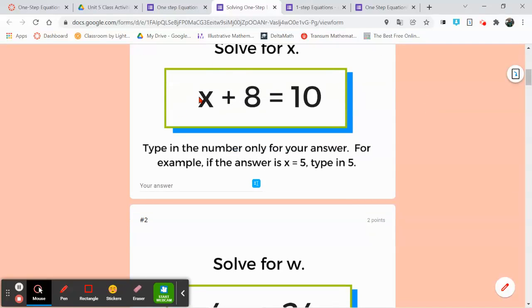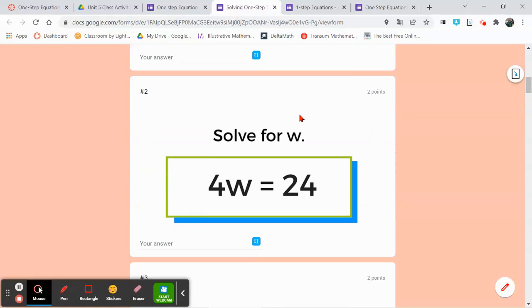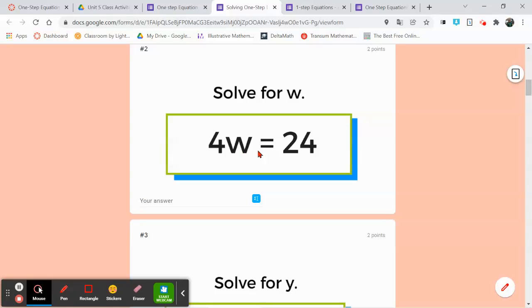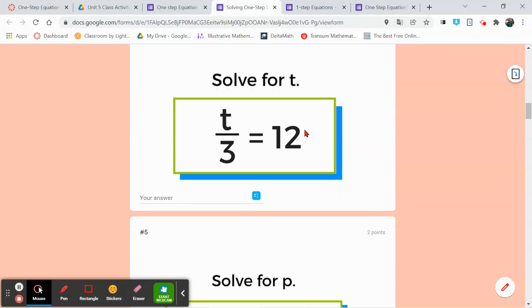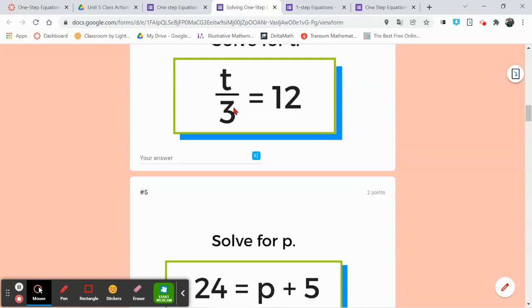Okay, I'm not going to do the first few. You see it's 8x plus 8 equals 10. We'd subtract 8 from both sides. Here, this is 4 times w equals 24. The opposite of multiply is divide both sides by 4. Here, y minus 3 equals 9. The opposite of minus 3 is add 3 to both sides. All right, this is t divided by 3 equals 12. The opposite of divide is to multiply both sides by 3.